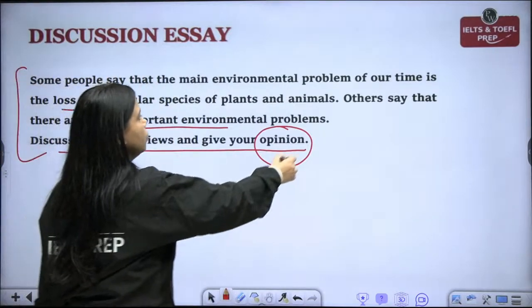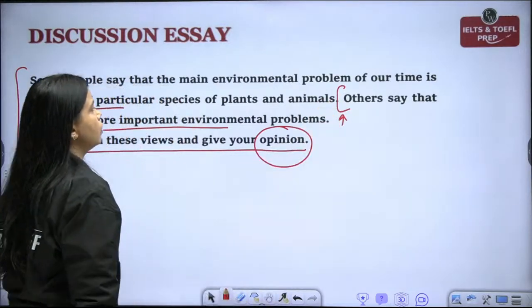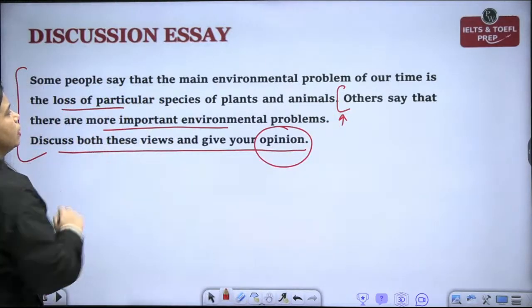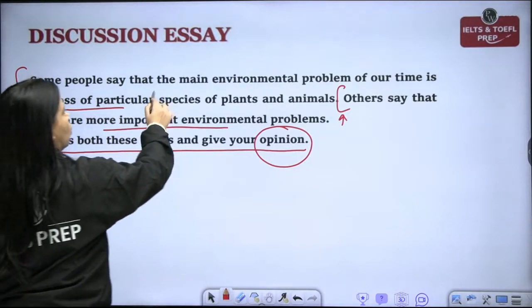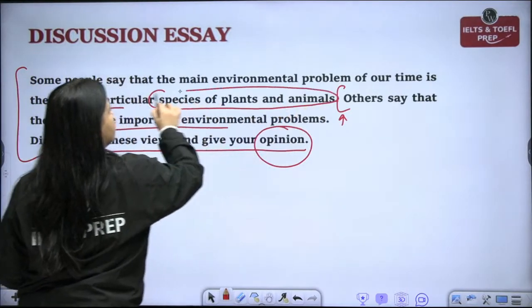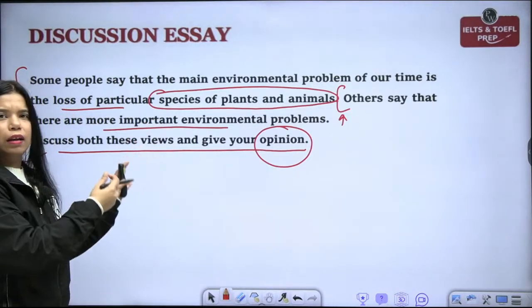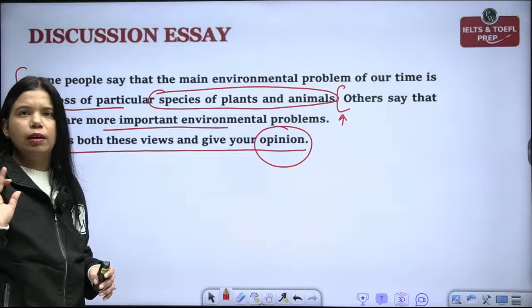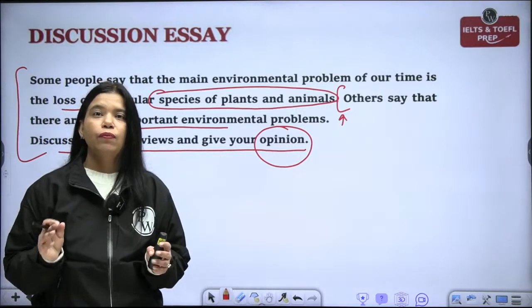Let's imagine you are saying, that I'm in the favor of this viewpoint. According to you, there are more important environmental problems as opposed to loss of particular species of plants and animals. आप कहते हो कि ये मेरे लिए सबसे major problem नहीं है, मेरे लिए अलग environmental problems हैं जो ज़्यादा major problems हैं. If you are taking a clear stand, very good first of all.